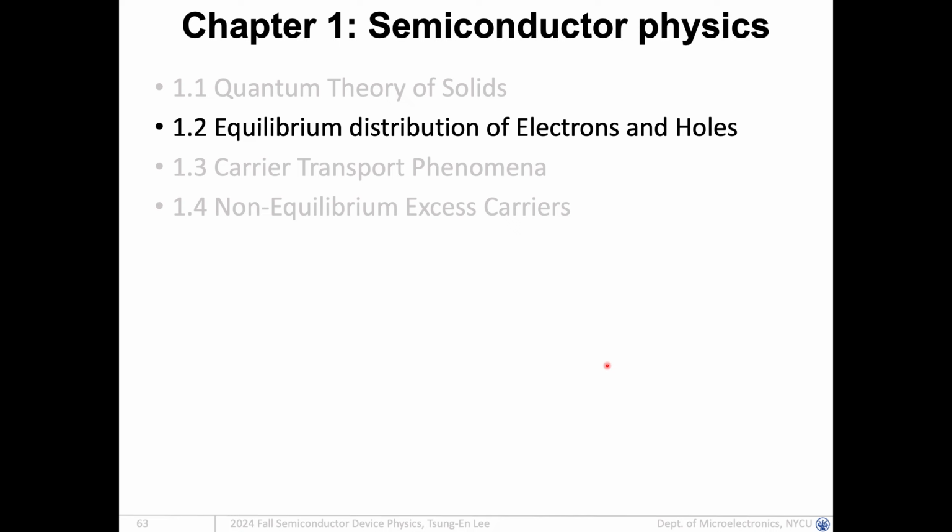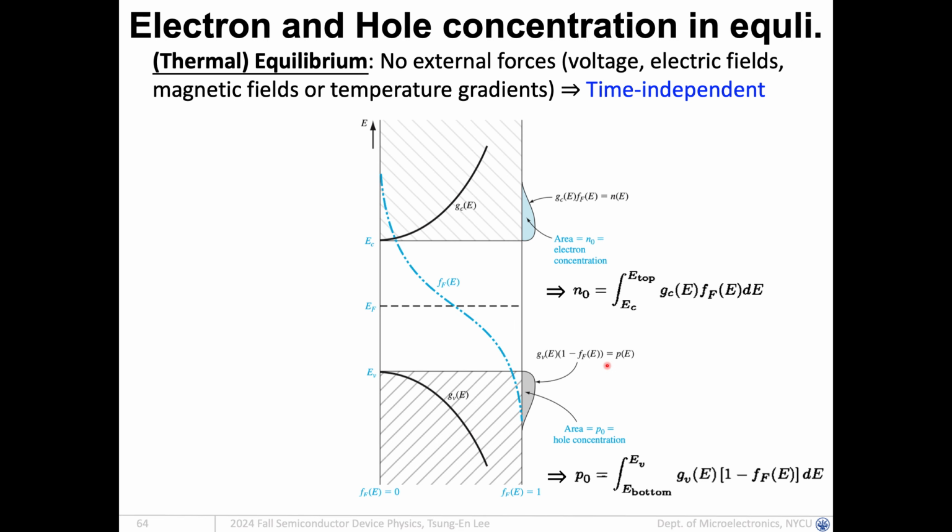In chapter 1.2, we will study the equilibrium distribution of the electrons and the holes. Following the last lecture in chapter 1.2, we will apply the concept of density of states and the Fermi-Dirac distribution of the electrons to calculate the amount of the carrier concentration in each energy level.